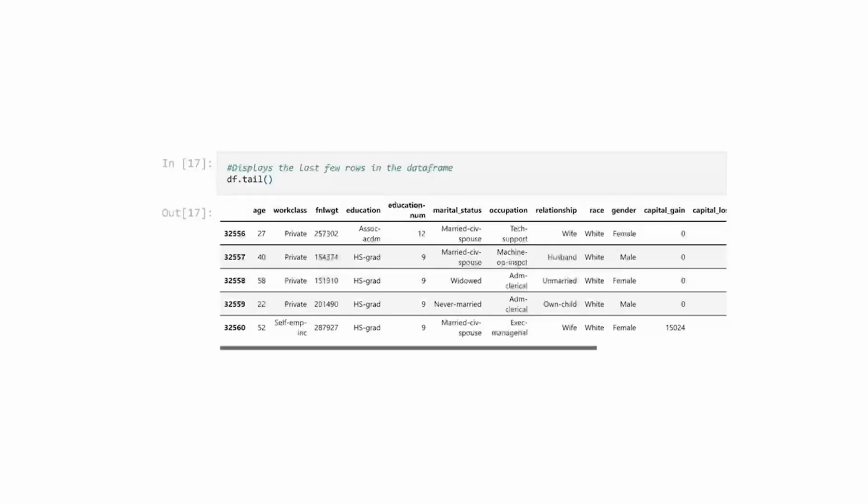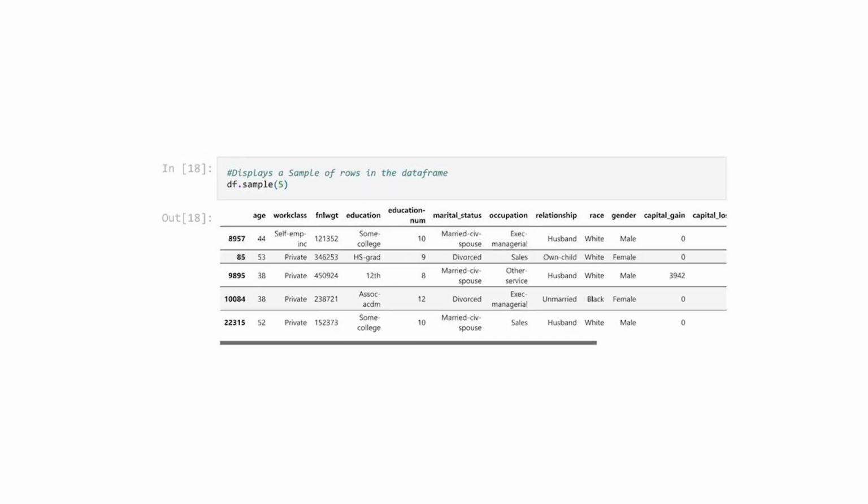The tail function works exactly like the head function, but instead of displaying the first 5 elements of the data frame, it displays the last 5 elements of the data frame by default. And just like the head function, you can specify the number of rows to be displayed by writing them in the parentheses. So here we have the sample function of Pandas, and it just displays a random sample of rows taken from the data frame. The number inside the parentheses represents the number of rows to be taken from our dataset.